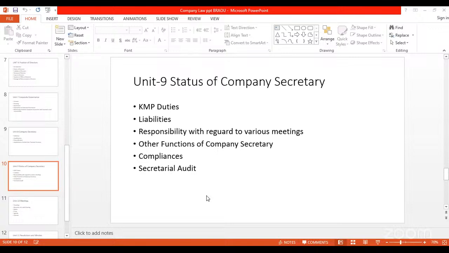Also, the disclosure of interest by directors. Every director of the company in the first meeting is required to disclose his interest in other entities as well.